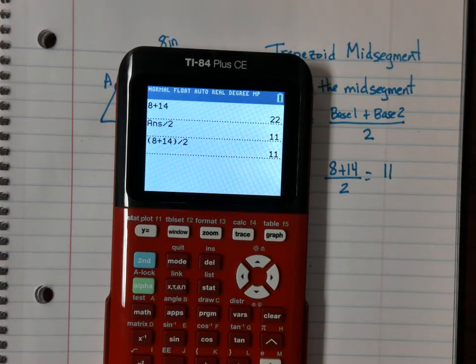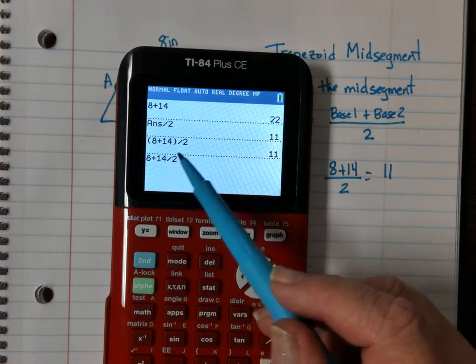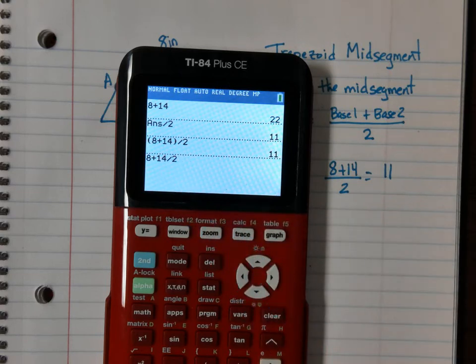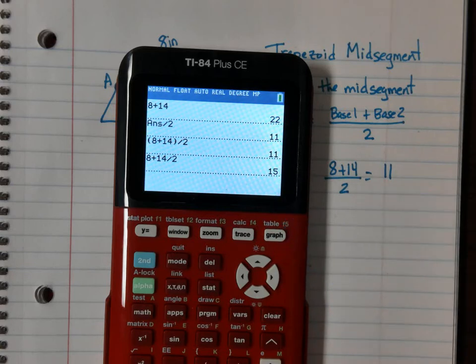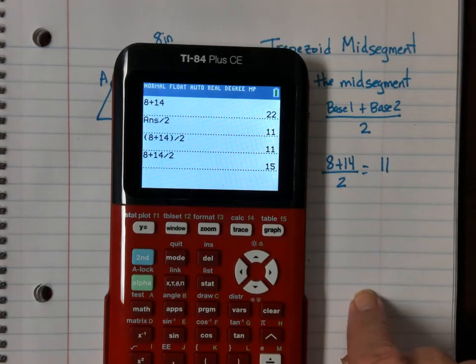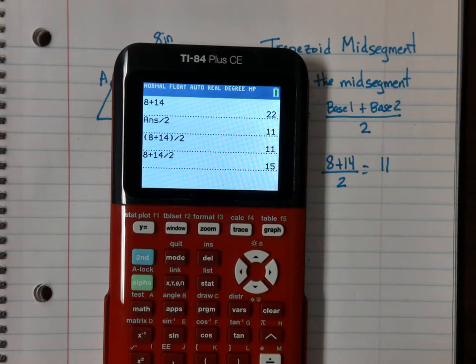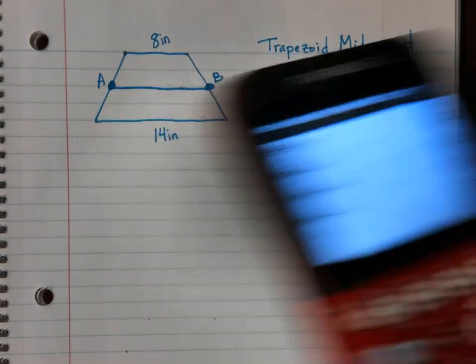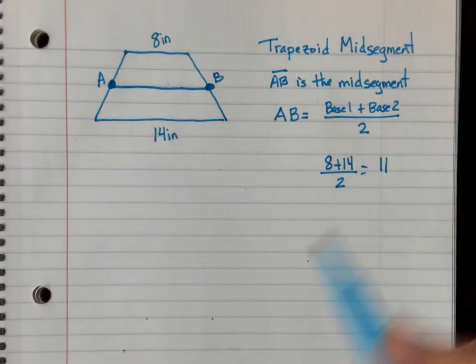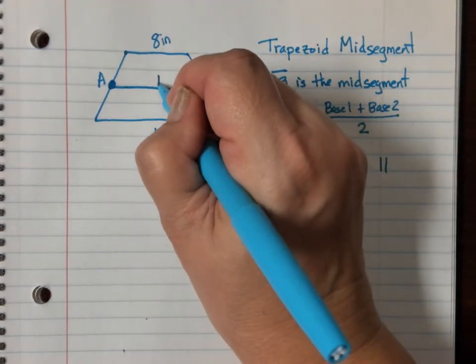But here's what you can't type. You can't type 8 plus 14 divided by 2. If you do that, the calculator's going to do the dividing first. You're going to get the wrong answer, right? So you either have to do 8 plus 14, enter, and then do division, breaking it into 2 steps, or you put the parentheses. So that means that this right here is 11.